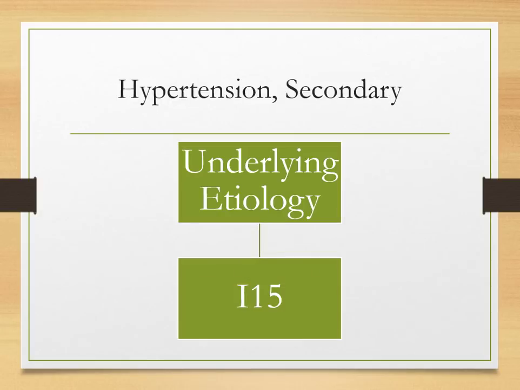Next up, we have hypertension secondary. Secondary hypertension is actually due to an underlying condition. And in this situation, two codes are required. One, to identify the underlying etiology, and then two, a category code I15 for the type of hypertension. Again, here, sequencing is going to be determined based on the reason for the encounter.